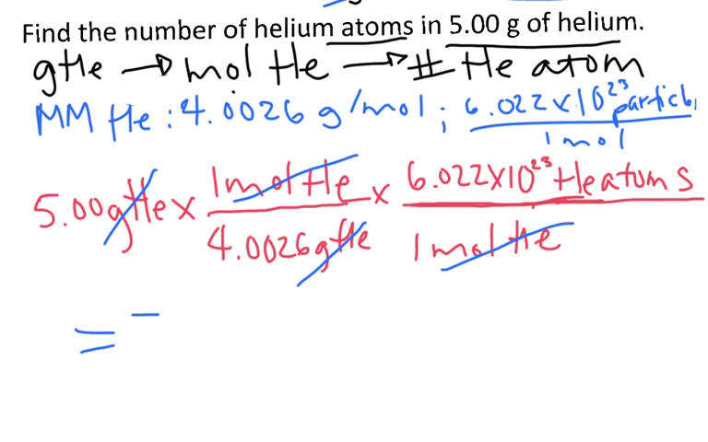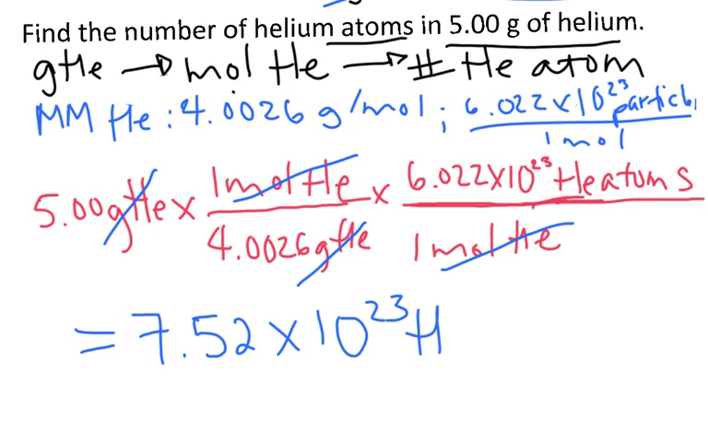So 5 grams of helium atoms has 7.52 times 10 to the 23rd helium atoms.